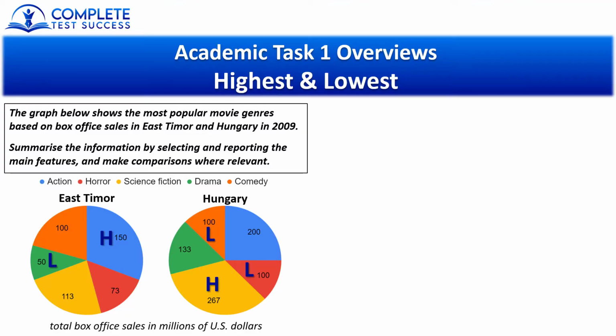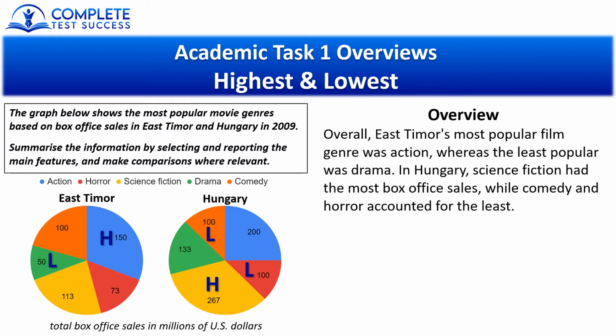I have the H's and L's already marked, so here's the overview. Overall, East Timor's most popular film genre was action, whereas the least popular was drama. In Hungary, science fiction had the most box office sales, while comedy and horror accounted for the least.